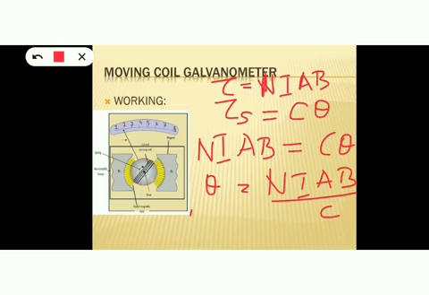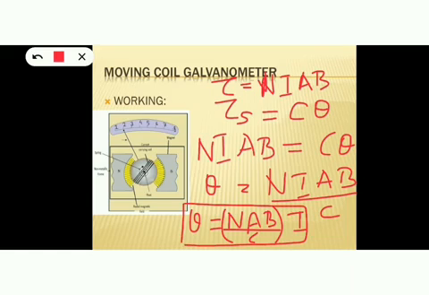Again we can rearrange this expression like this: theta equals NAB by C into I, because N, A, B and C will be constants. So from this it is very clear the deflection produced will be directly proportional to the current I, because all other terms in the bracket are constants. Hence theta varies only with the current. Whenever current increases, the deflection produced theta also increases. Whenever current decreases, the deflection produced theta also decreases. So the deflection produced is directly proportional to the current.